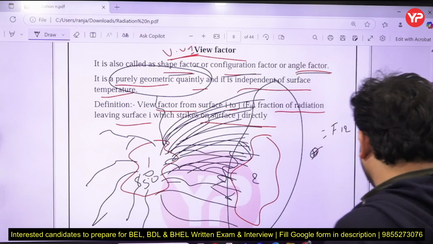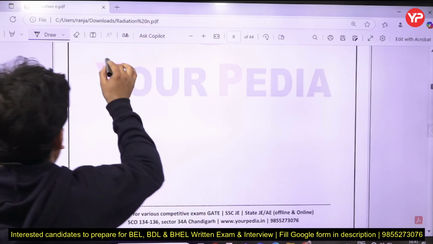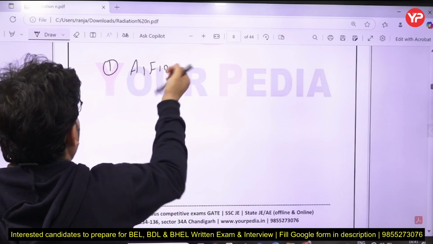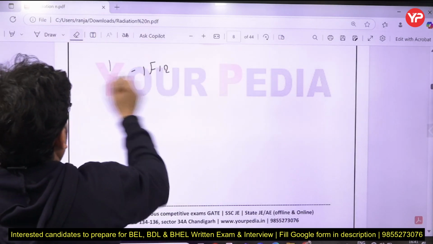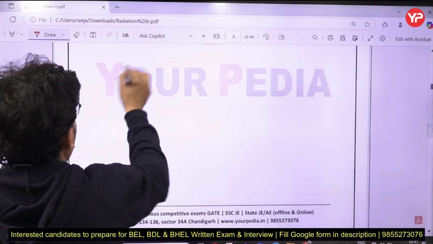If you talk about view factor, the first rule is called what, my dear friends? Summation rule. Try to keep in mind A1 F of 1 2. Okay, before that I am coming to the summation rule, then I will come to that. First I am going to discuss the summation rule. What is summation rule?